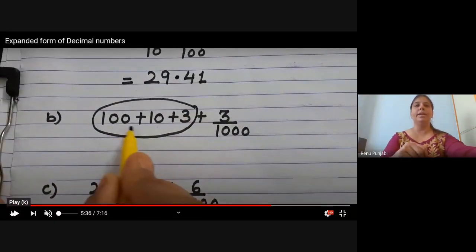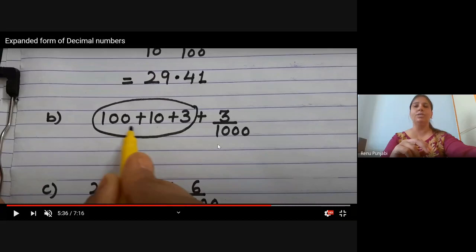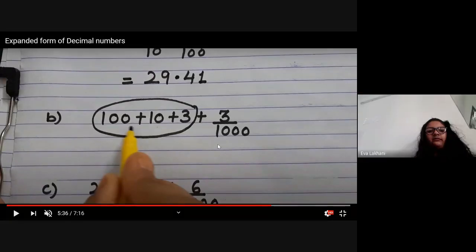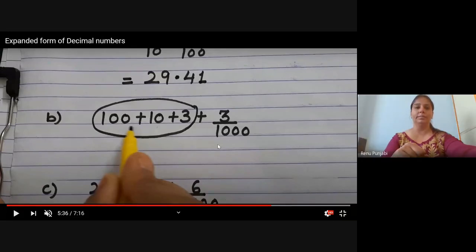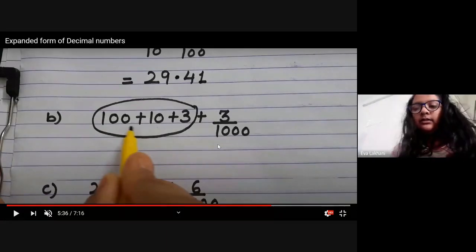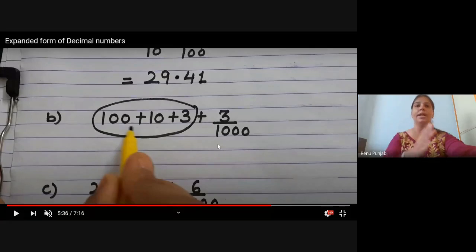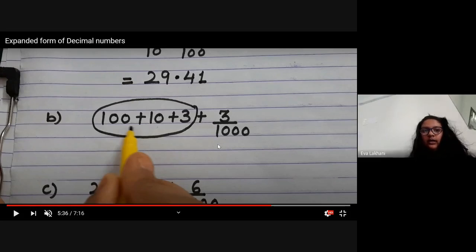Next is 100 plus 10 plus 3 plus 3 upon 1000. You have to pay attention here. Directly 1000 is given here. Who wants to give me the answer of this? Eva, yes please. Before the fraction, you have to say the complete number together. 113.003.